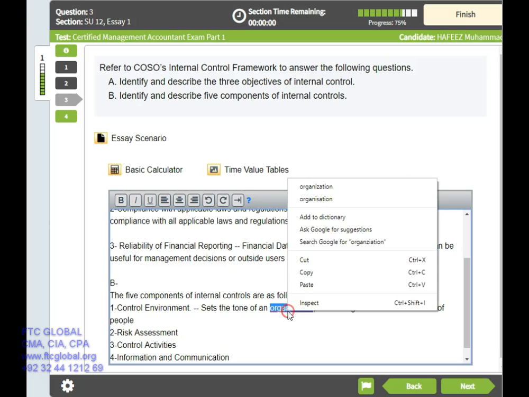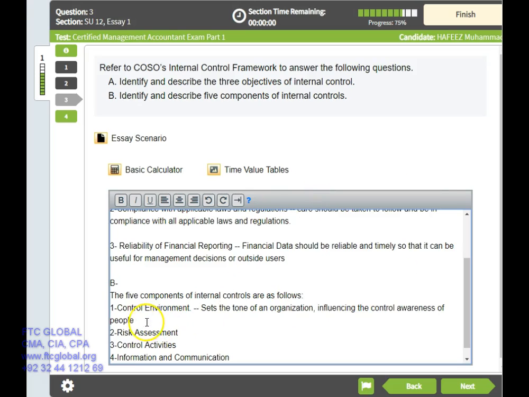Awareness, organization, no such facility on the real exam, remember. Next is the risk assessment.